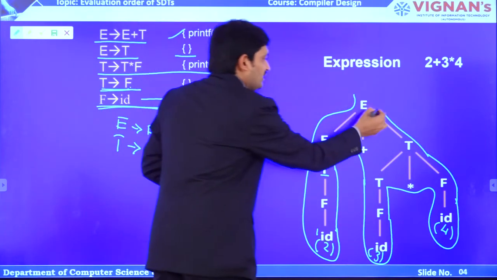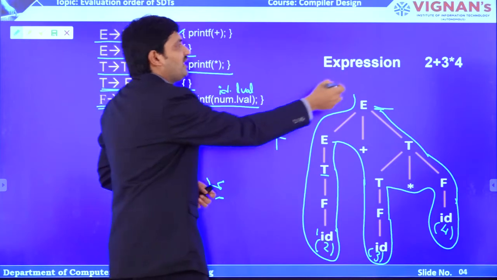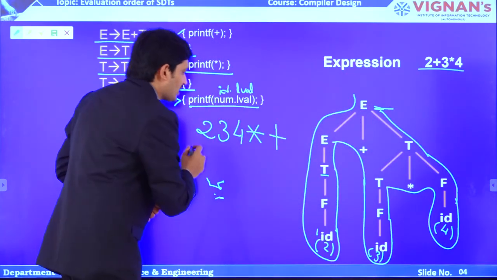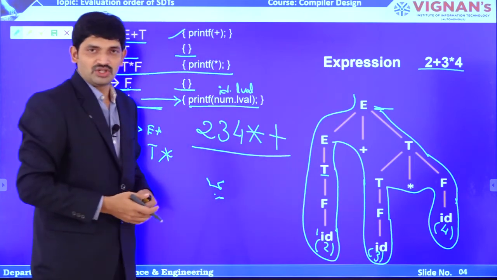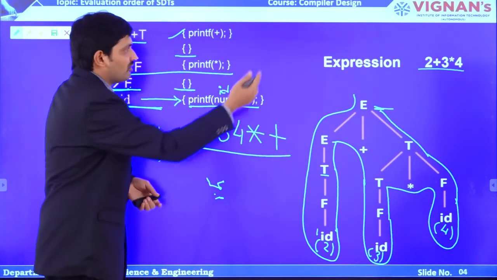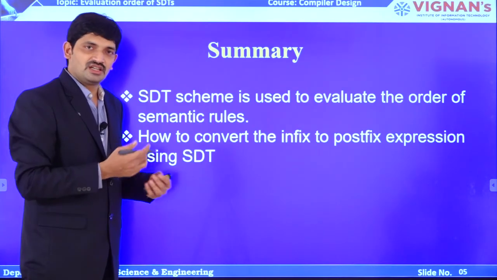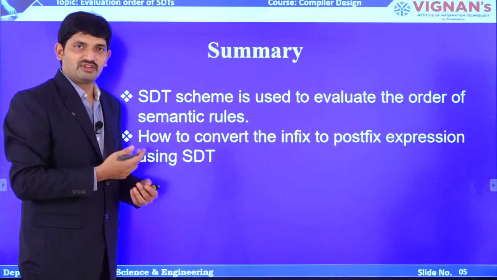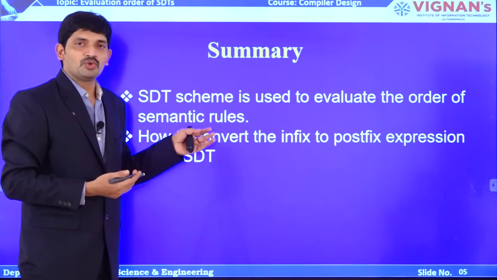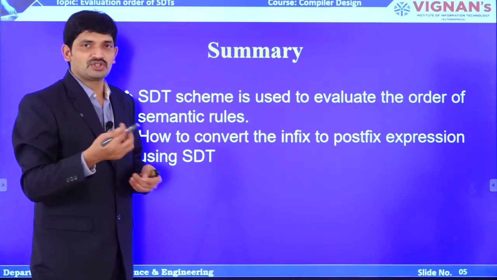By here the parsing process is completed and the given infix expression 2 plus 3 into 4 is converted into postfix notation. So, by evaluating this particular scheme, we converted the infix notation to postfix notation. The SDT scheme defined over the given grammar is used to convert the infix notations to postfix notations, and this is how to convert infix to postfix.